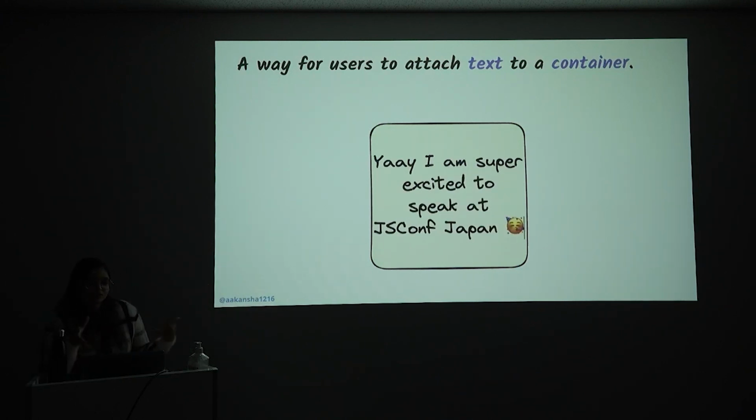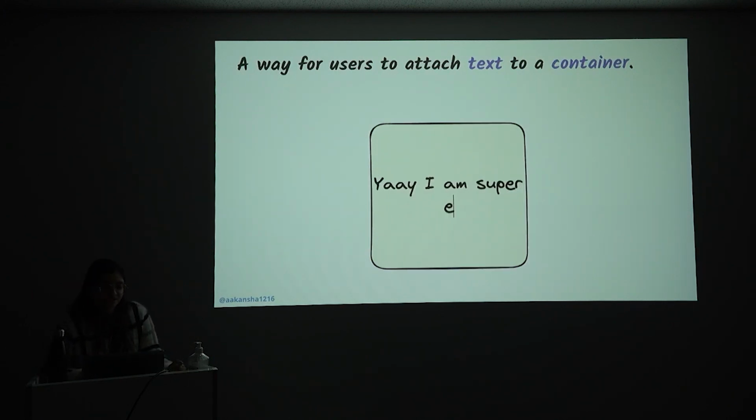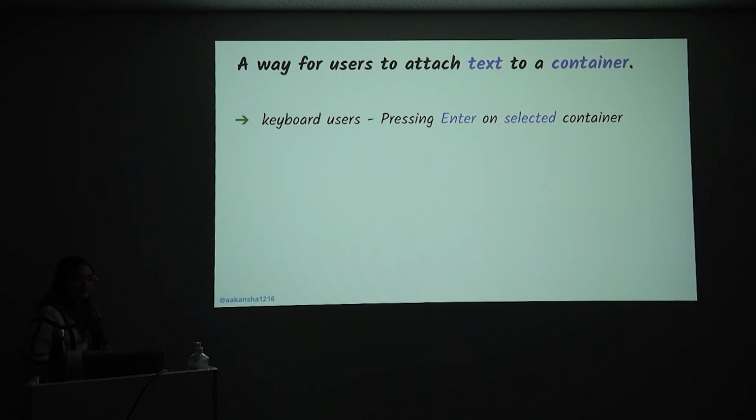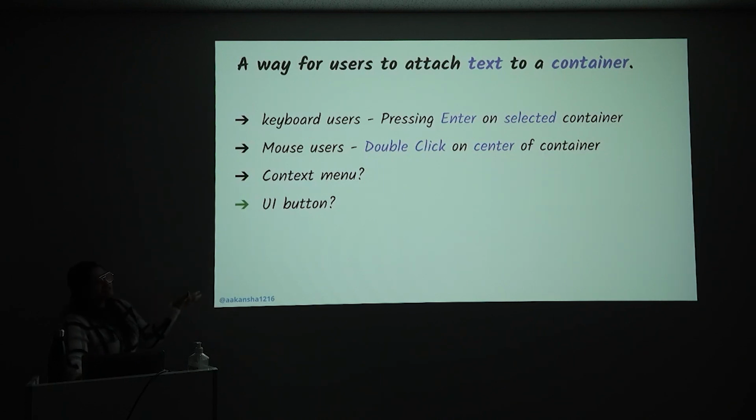And so this is one of the intuitive ways, let's consider this as one of the ways. So for the keyboard users, we can say that pressing enter on a selected container can be one of the ways. For mouse users, maybe double click on the center of the container. Maybe some way with a context menu. Maybe some UI button somewhere in your app which helps you to attach the text to a container. Or maybe something else which is not even listed here. We are just discussing the use cases. So we are not really going to deep dive and build all of this.